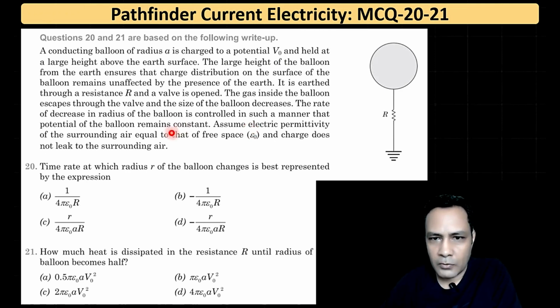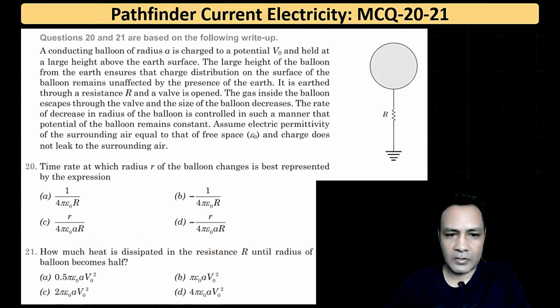We are also given that the charge does not leak into the atmosphere; the only flow of charge is through the resistor. And the permittivity of the surrounding air is epsilon naught, as it is always there. So we have to find two things. Number one, the time rate at which the radius R of the balloon changes, and the second thing, how much heat is dissipated in the resistance until the radius of the balloon becomes half. Initial was A and final becomes A by 2. So let's try to do this.